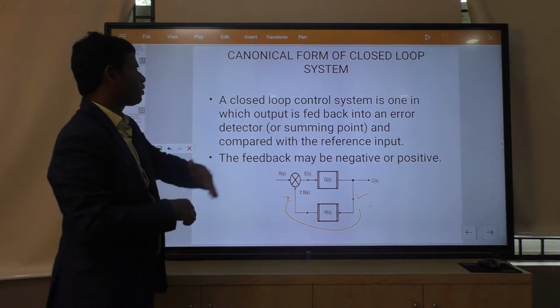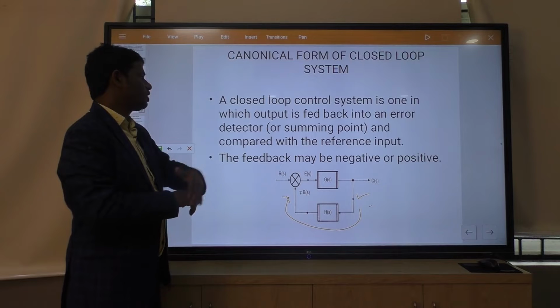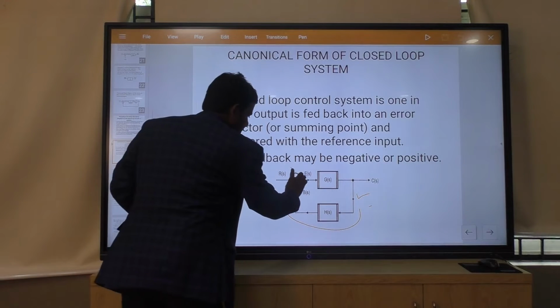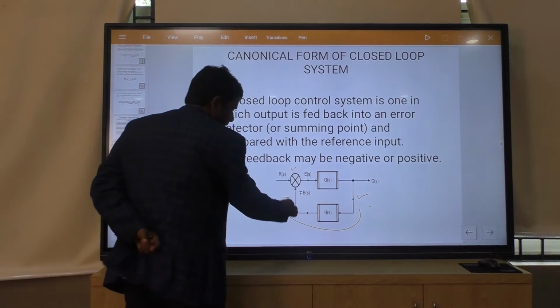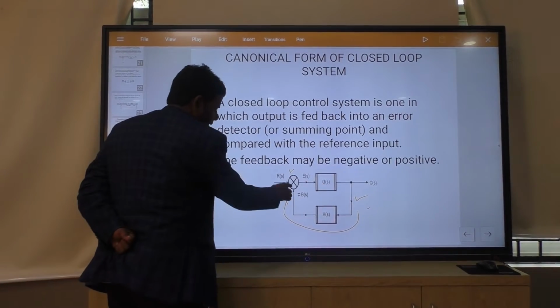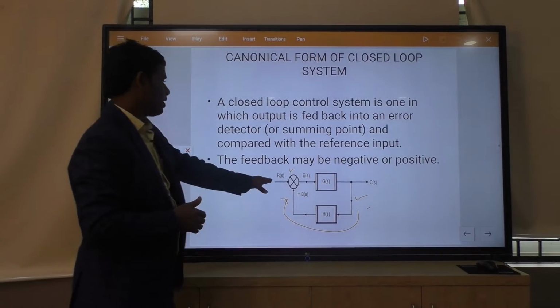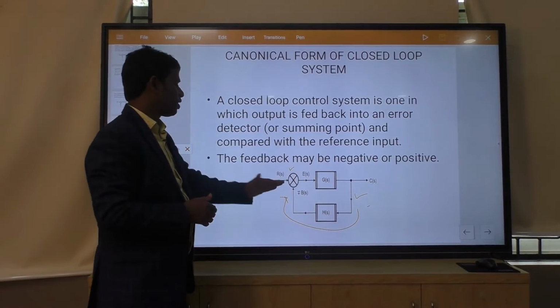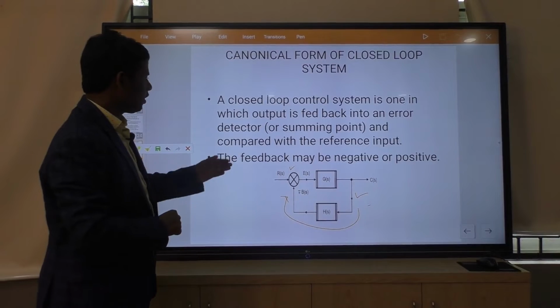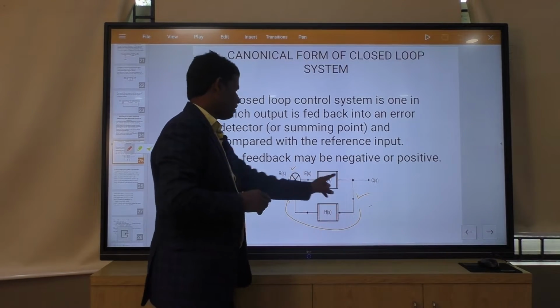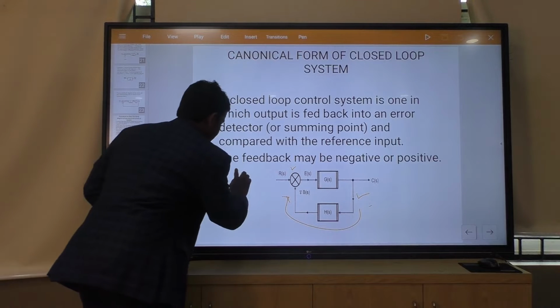Means a closed loop control system is one in which the output is fed back into an error detector or summing point. This is the summing point. You see here the output signal is fed back, connecting to the error detector or summing point. Means output is compared with input always. So this type of control system is called a closed loop control system. So here at every moment the output is compared with the input, the reference input. This RS is called a reference input.